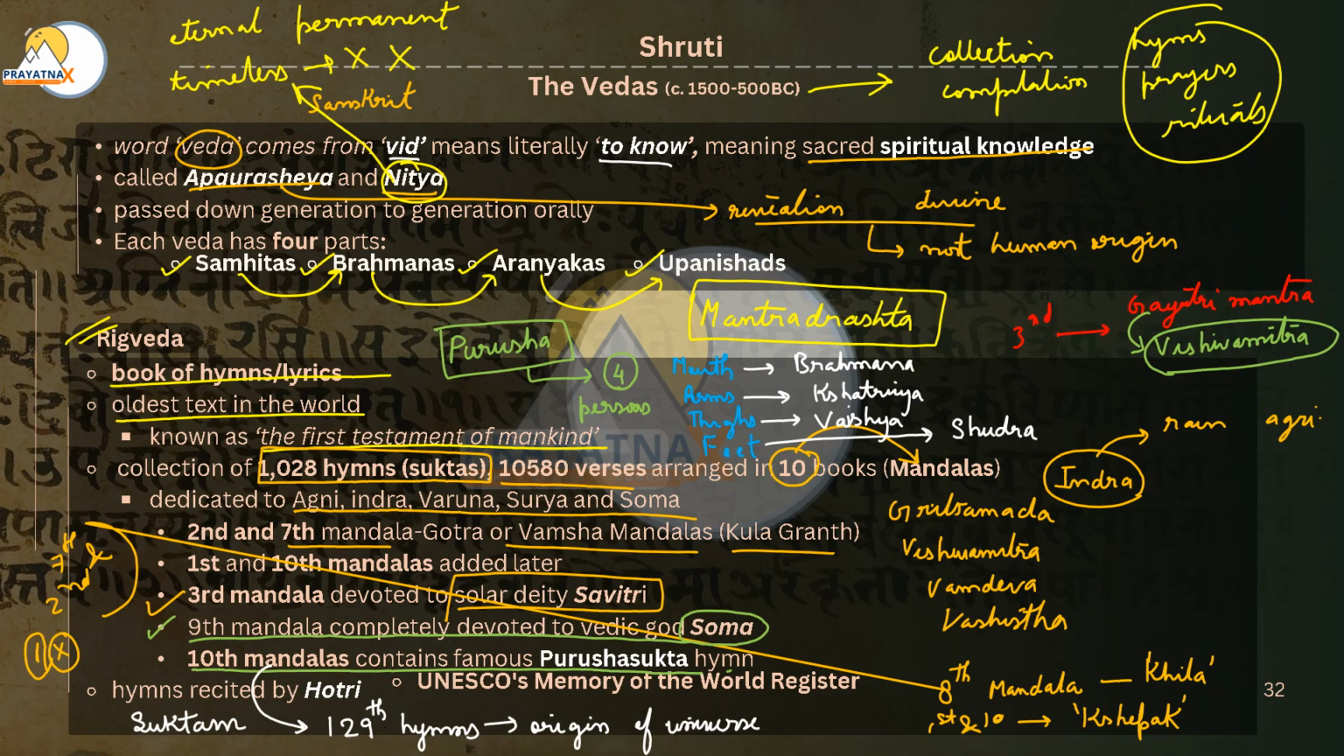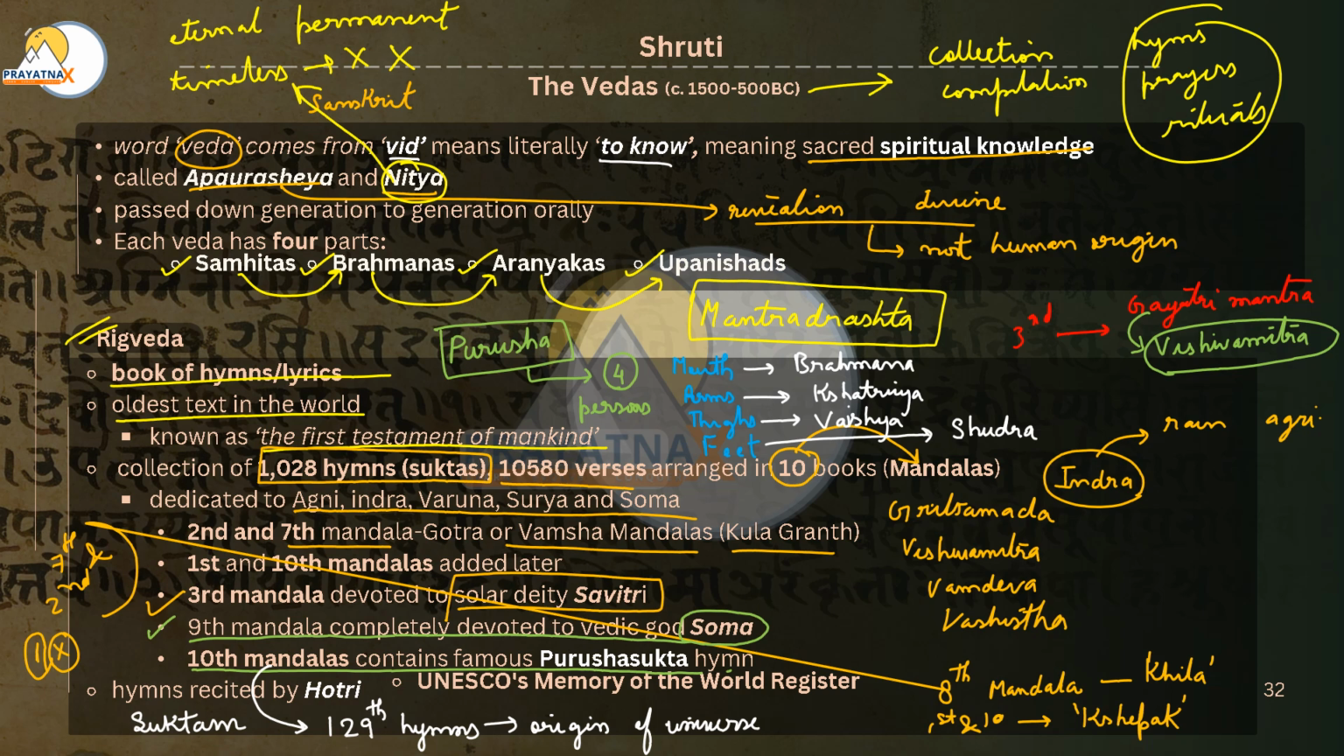Now, the third mandala is devoted to the solar deity Savitri, whereas the ninth mandala is devoted to the god Soma. One of the most important things here is that the third mandala consists of the Gayatri Mantra, which was written by Vishwamitra.